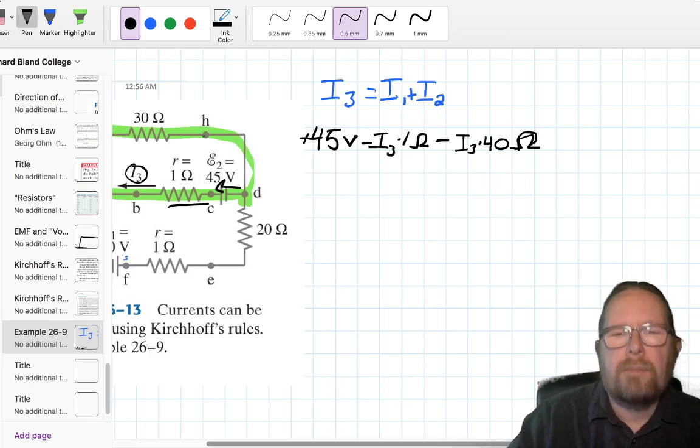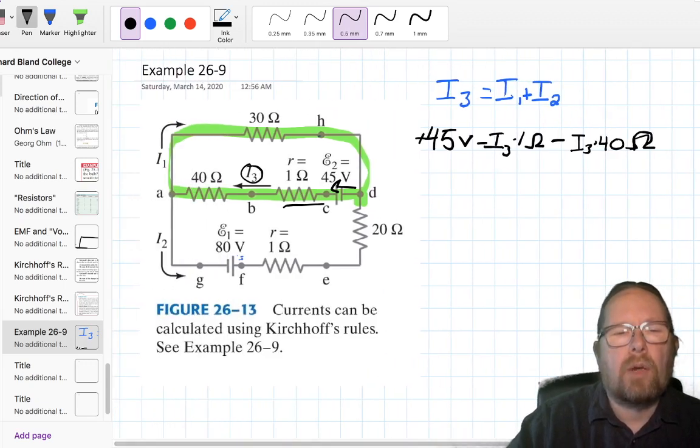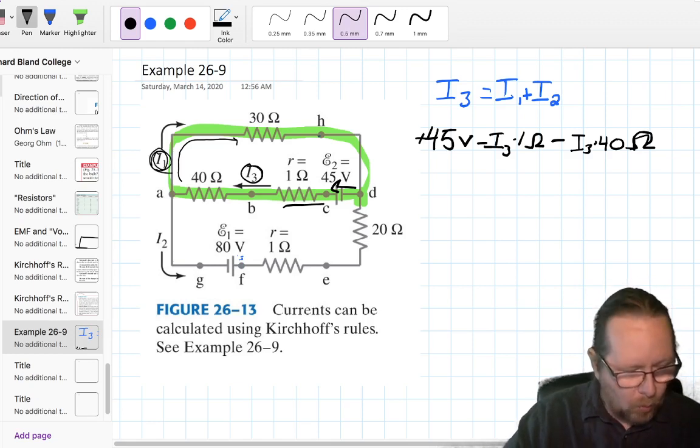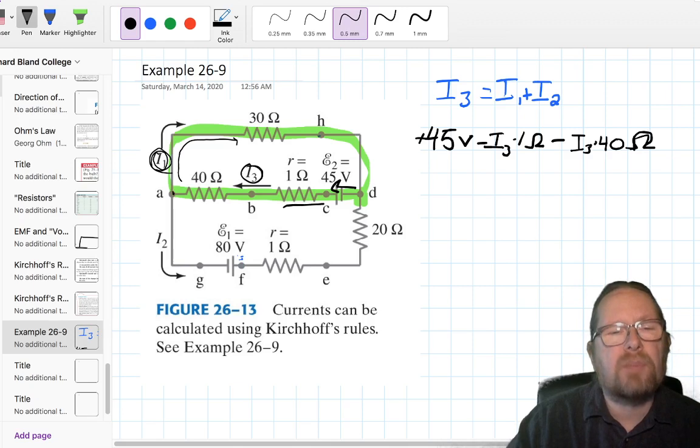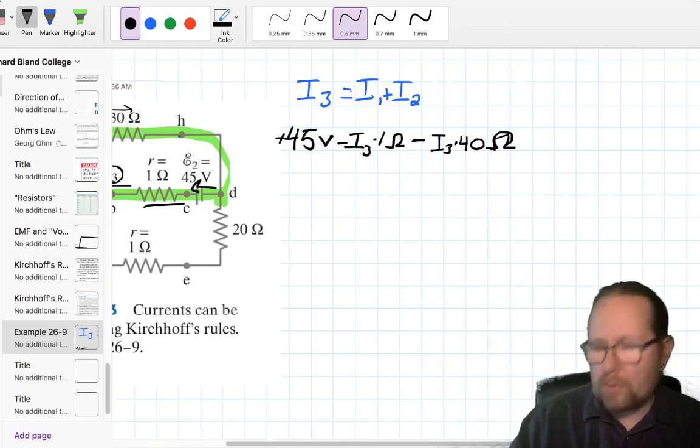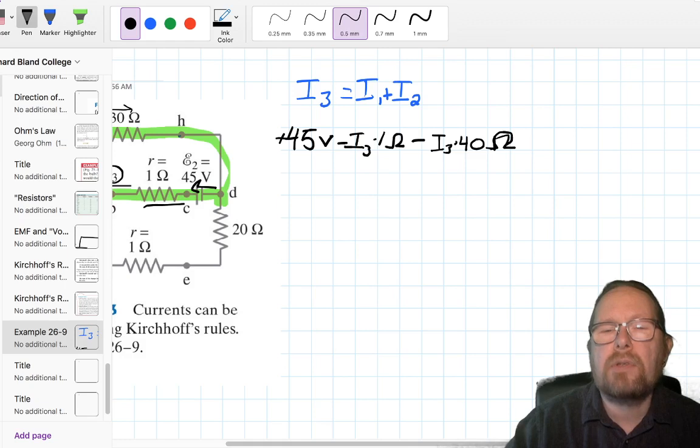The next thing I encounter, if I'm going around the loop this way, is a potential drop across the 30 ohm resistor. Notice now I'm in the part of the circuit that I've labeled I1. My current has split here at junction A. So my current is no longer I3, it's I1. I'm in this part of the circuit. So my potential drop across this resistor is I1 times 30 ohms. So I experience a potential drop of minus I1 times 30 ohms.